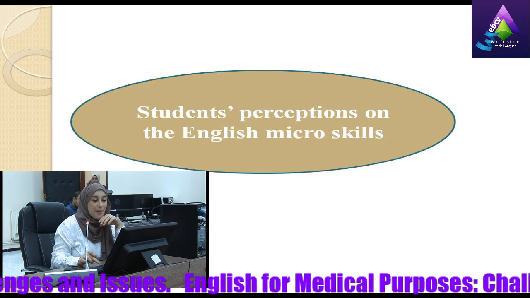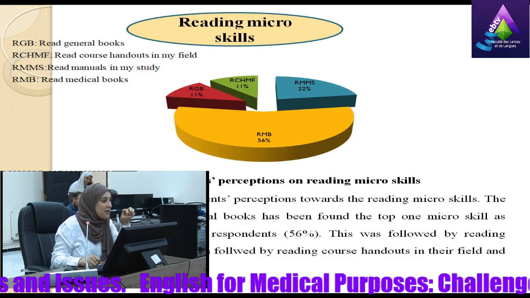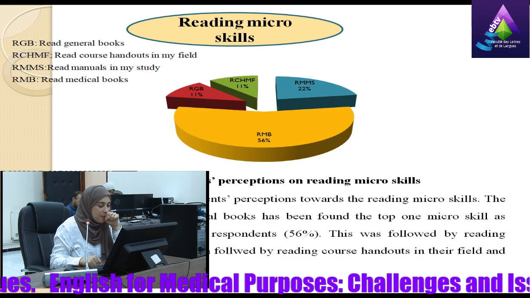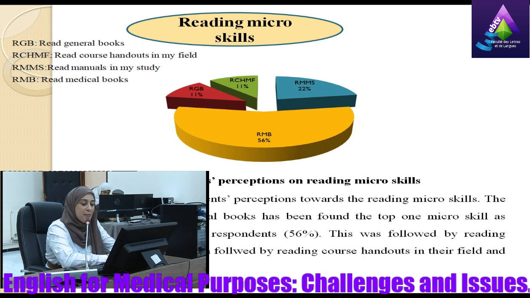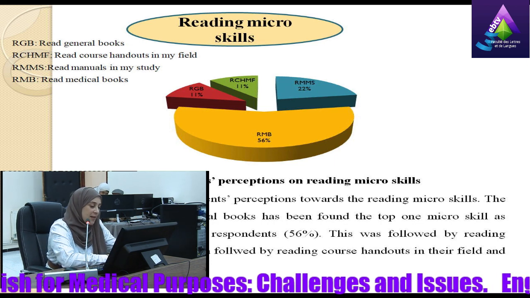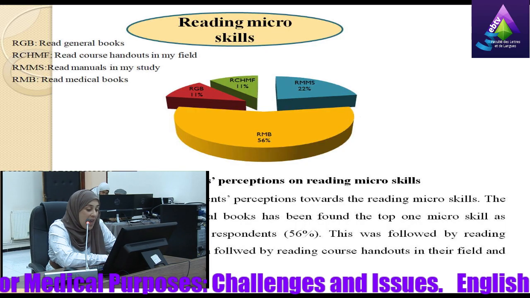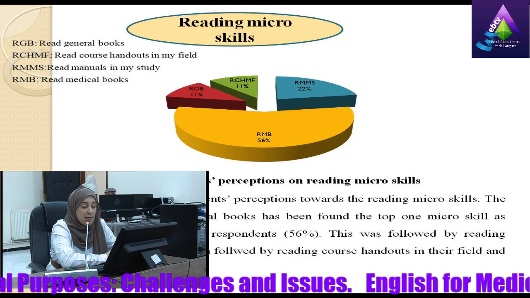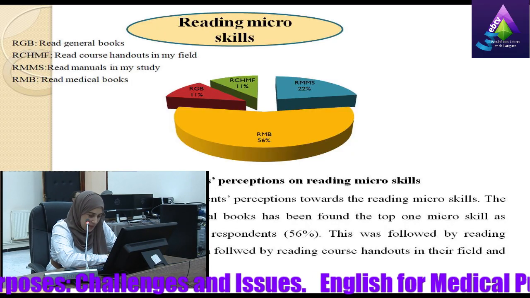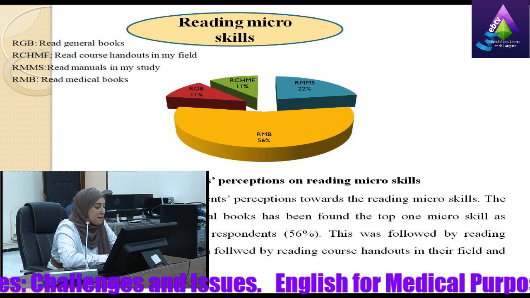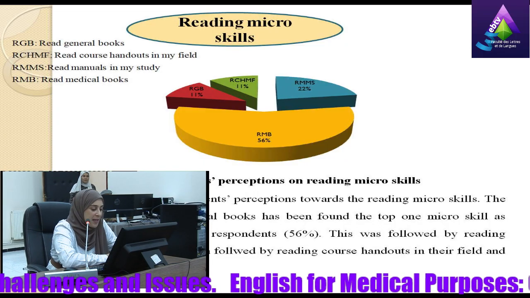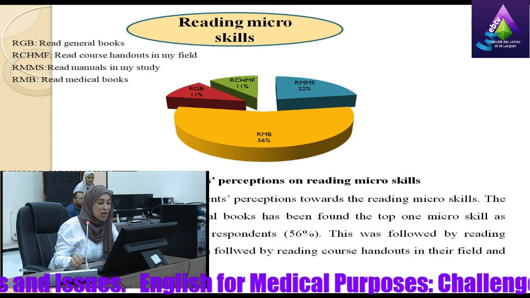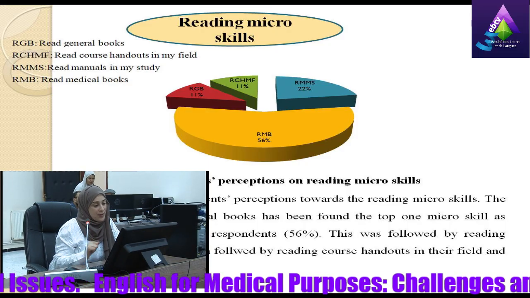Now we go to the micro skills, that is the sub skills for each skill. We start with the reading micro skill. This figure shows the student perceptions towards the reading micro skill. The results showed that reading medical books has been found the top micro skill as perceived by the majority of the respondents, more than half of the participants, 56%. This was followed by reading manuals in their studies, 22%, then reading course handouts in their field, and reading general books with 11%.